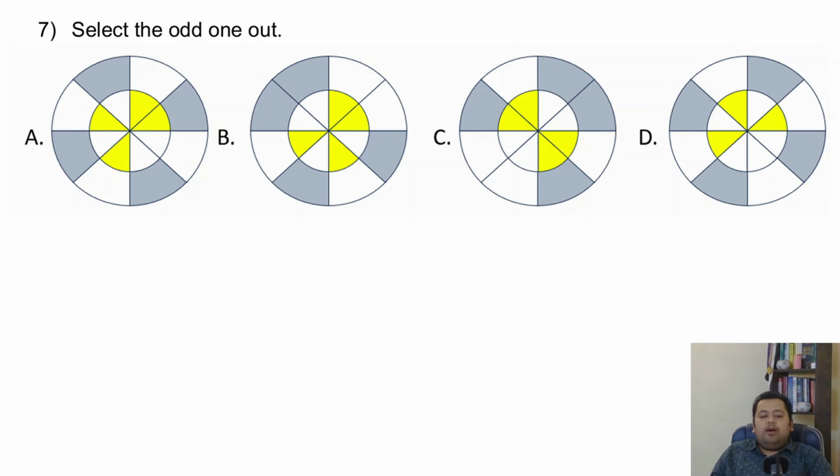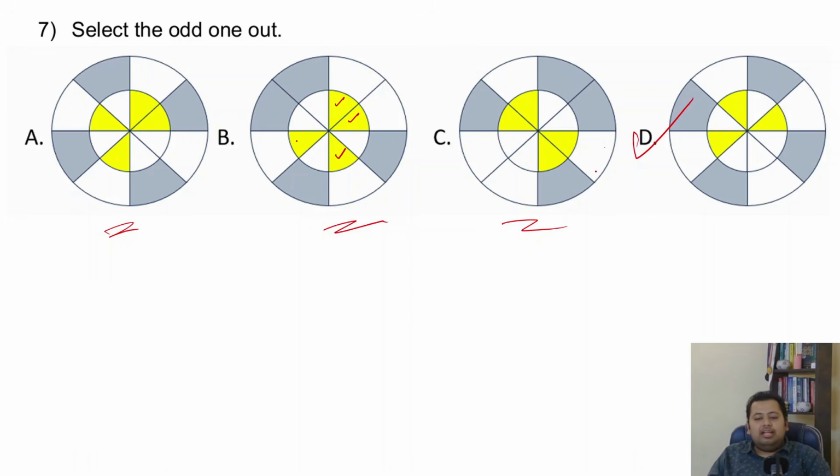Select the odd one out. You have to find out which among these is the odd one. You see four options, each with a circular image with another circle in between, and some colors are being given. So you have to find out which is the odd one out in this.